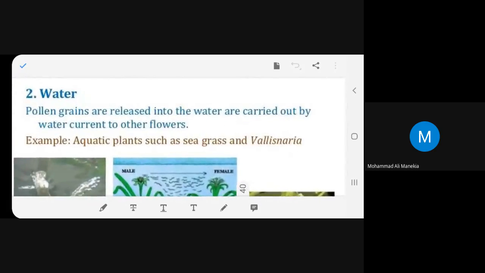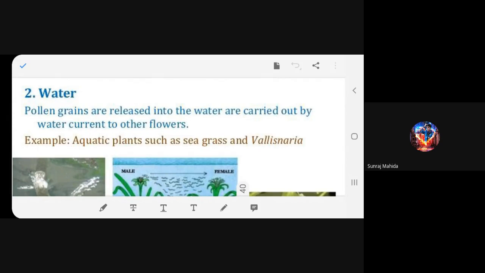Now, where the water is used. Number two, water. Pollen grains are released into the water and carried by water currents to other flowers. Example, aquatic plants such as seagrass and Vallisneria. So how is water an agent? The flowers which are in the water release pollen grains, and the water current carries these pollen grains to other flowers, and over there it gets pollinated.